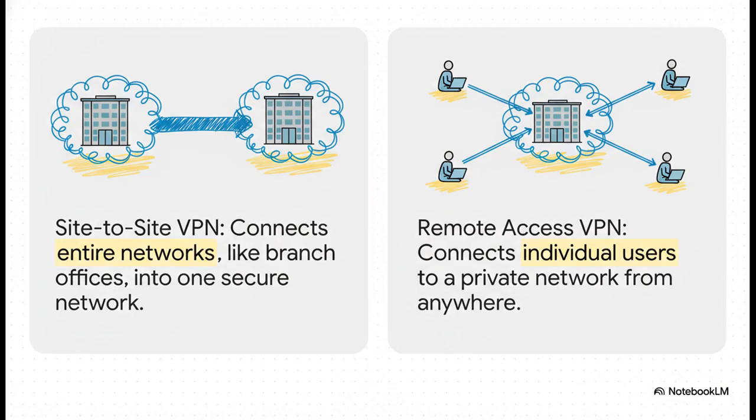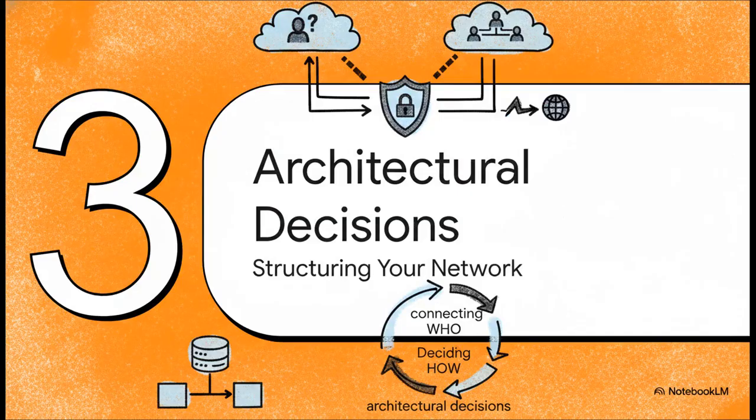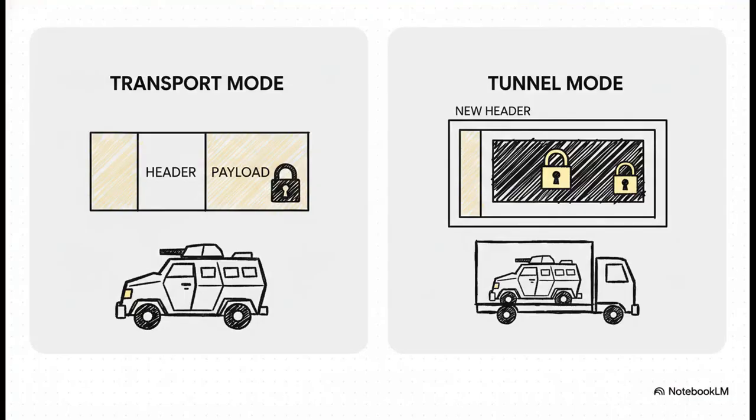On the other hand, you've got a Remote Access VPN, and this is for individuals. This is what you use when an employee is working from a coffee shop and needs to securely get into the company's private servers. It connects a single device to the network. All right, so once you've figured out who you're connecting, you need to decide how you're connecting them. And this brings us to some key architectural decisions that are going to define the very structure of your secure network.